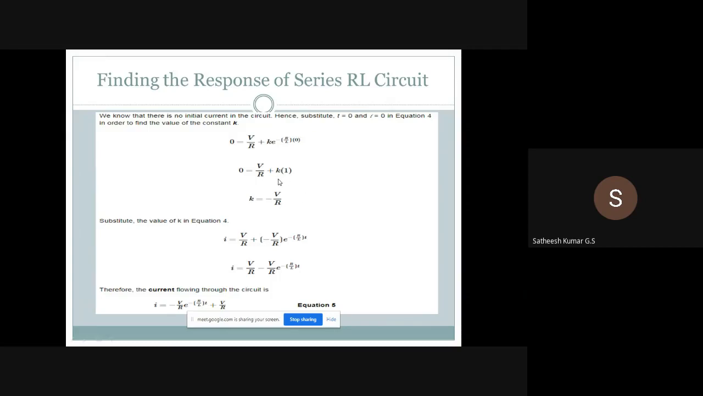Now we are substituting this constant value in equation 4. We get I equal to minus V by R e power minus R by L t plus V by R. It is an equation. Okay. In this equation we have two terms. The first term we can call the transient response, and the second term V by R we can call the steady state response.